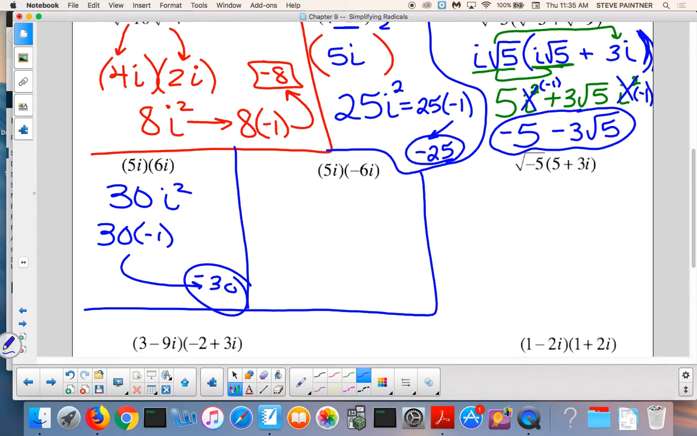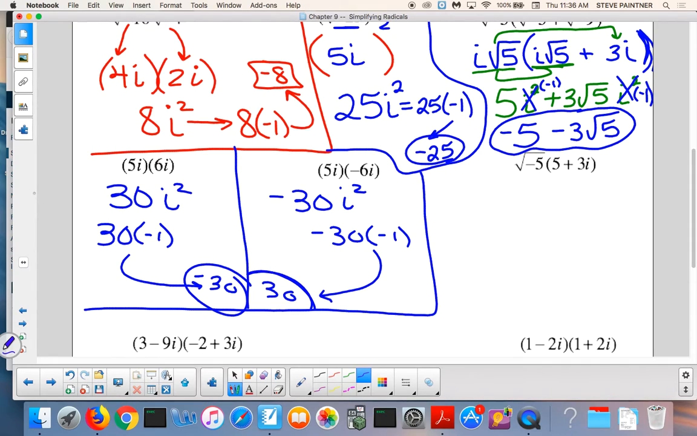Next, Brandon, what'd you get? 30. Okay, let's see if he's right. What's 5i times negative 6i? Negative 30 i squared. Which is -30 times -1, which is 30. Those two problems were not meant to be hard for you. Just a quick reminder.